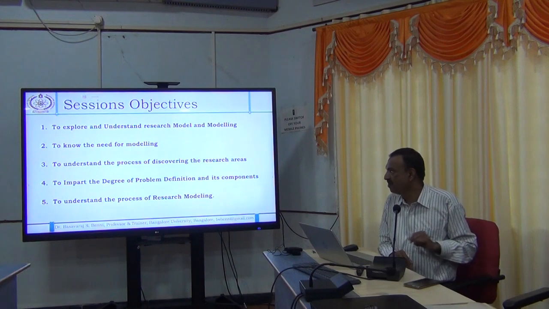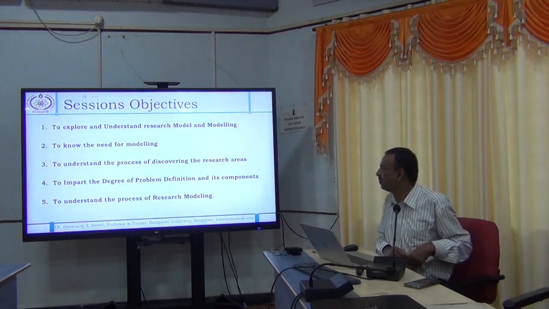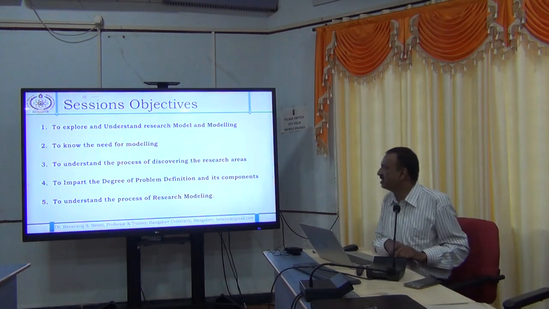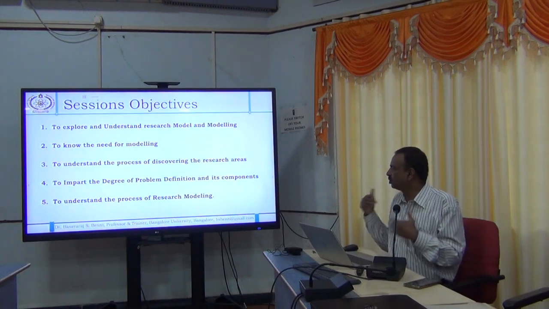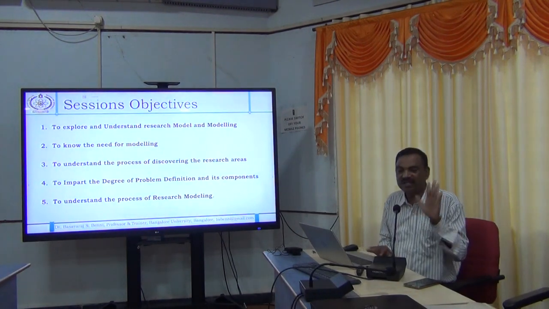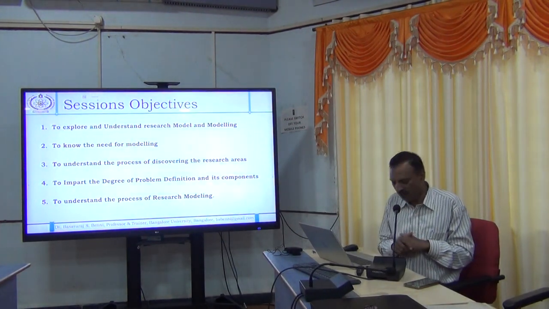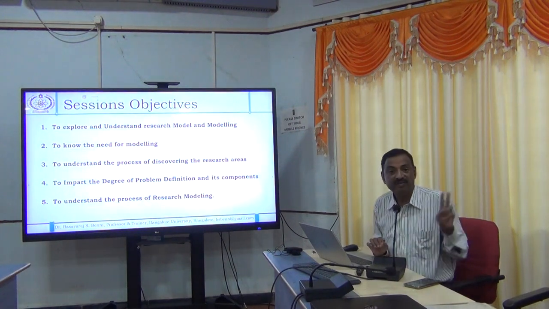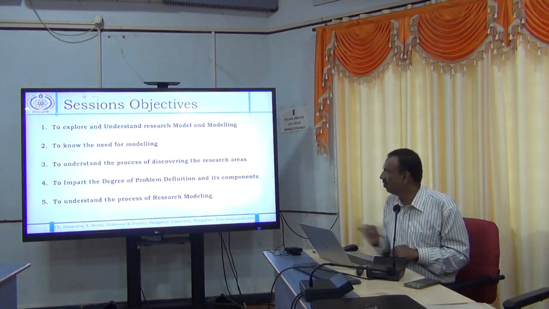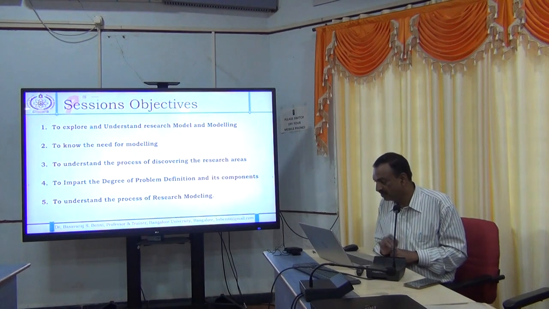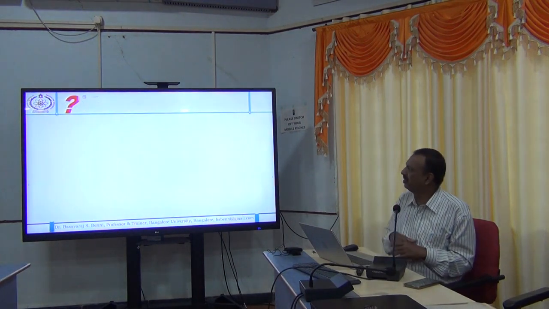Three issues. Then the impact, the degree of problem definition and its components, and understand the process of research modeling. These are the 5 points we are trying to understand in the next 3 sessions of the whole 2 days.